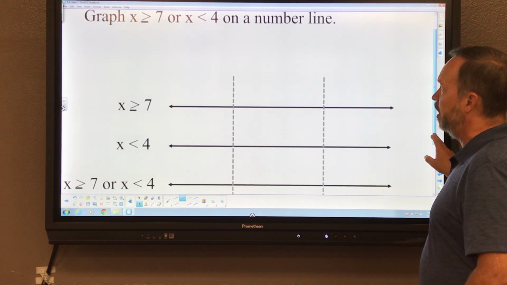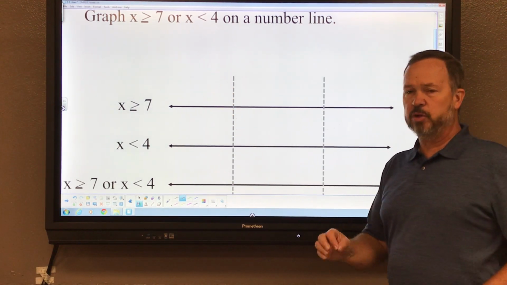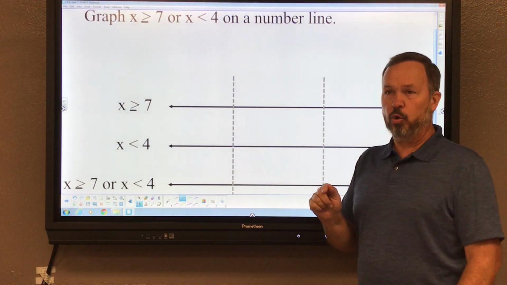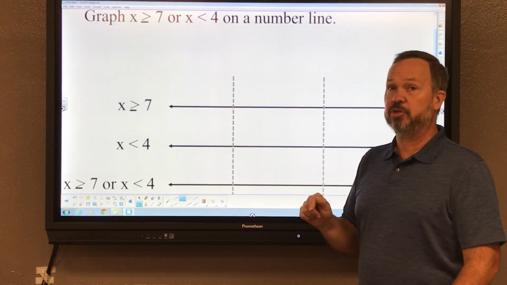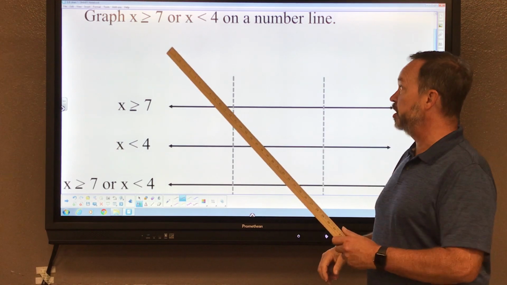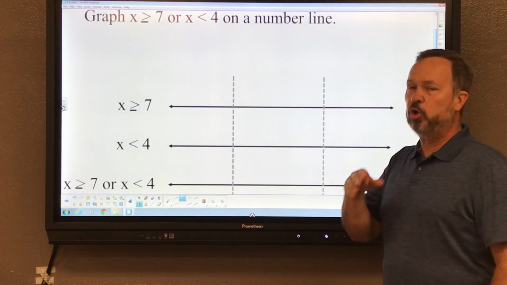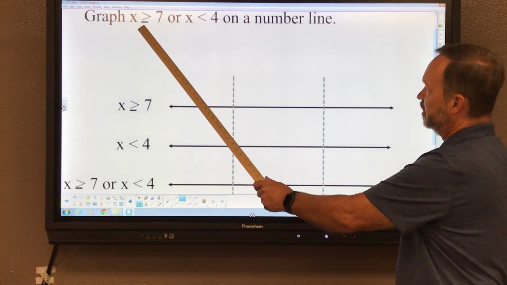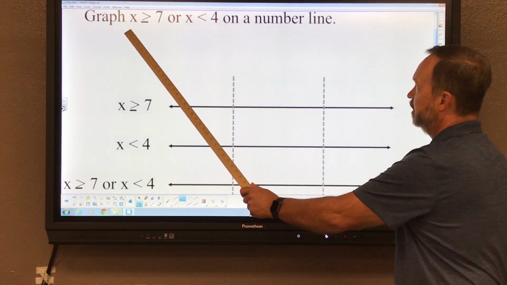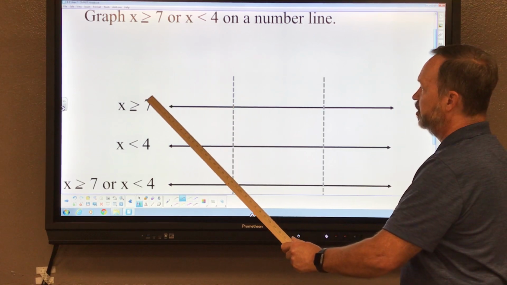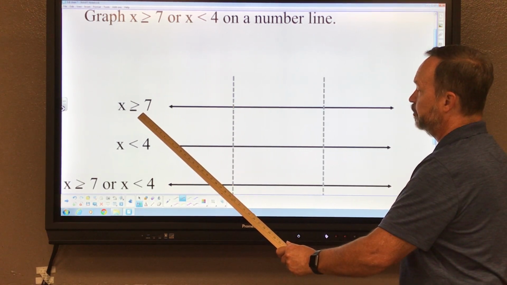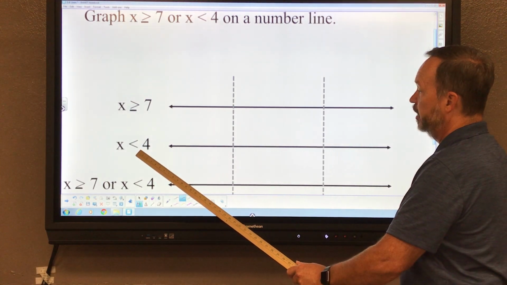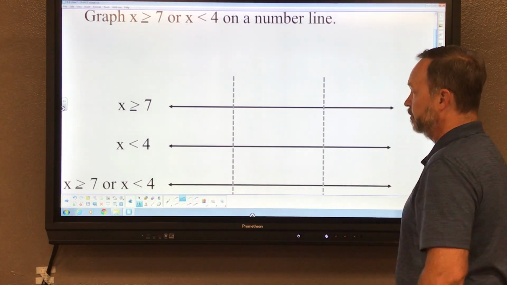Here is an example of an or, which is a union. I like to say if you went to Powell Valley or Appalachia, you now go to union. So union is the or, one or the other. It says graph these. So you can see what I did is I took this whole compound inequality here and broke it down into pieces: the first piece, the part before the word or, the last piece, the part after the word or, and then the whole thing.